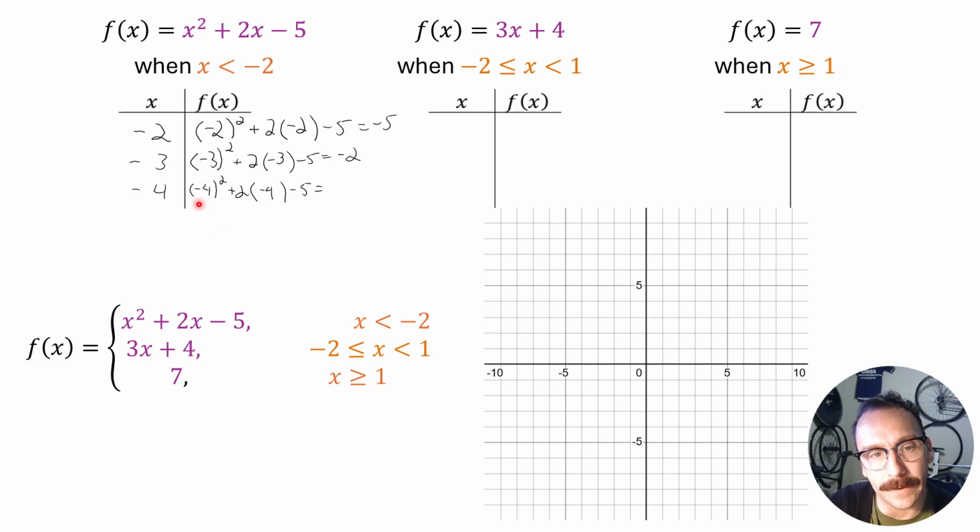Okay, so -4 squared is equal to 16. 2 times -4, that's -8. So 16 minus 8, that's going to be equal to 8. And then 8 minus 5, I think that's equal to 3.